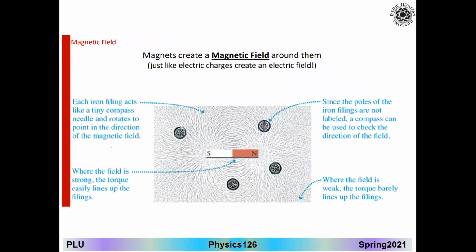Now, comparing with the electrical field, now we're talking about the magnetic field. The charges create the electrical field. Here the poles create the magnetic field. So if you put the magnet around an iron piece, the filings will change as an indication of the magnetic field.